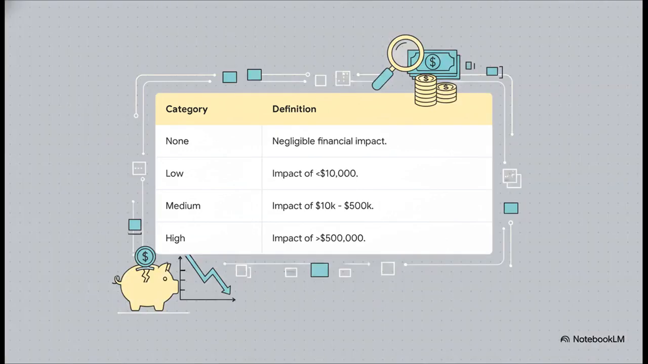Next up, you have to think about the money. The economic impact is categorized by how much financial loss there is. The thresholds are pretty straightforward. Low impact is anything under $10,000, medium is between 10 grand and $500,000, and high is anything over $500,000. These numbers really help management understand just how bad things are in terms they definitely understand.